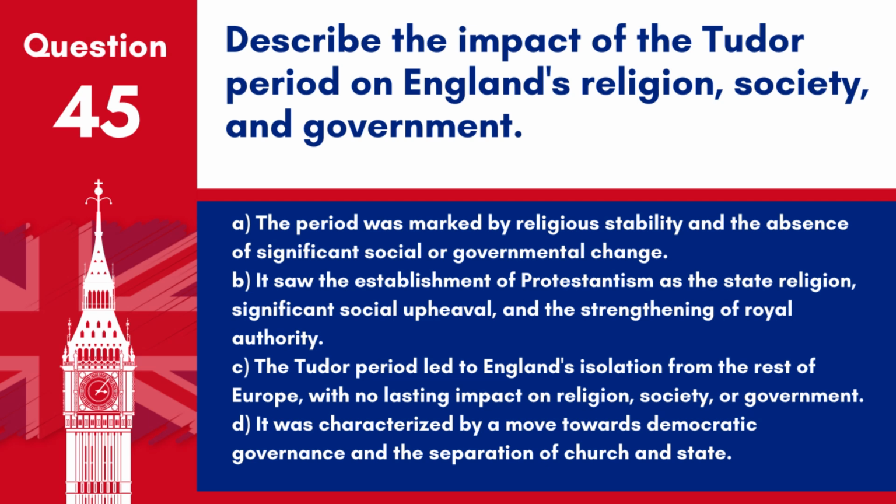Question 45. Describe the impact of the Tudor period on England's religion, society, and government. A. The period was marked by religious stability and the absence of significant social or governmental change. B. It saw the establishment of Protestantism as the state religion, significant social upheaval, and the strengthening of royal authority. C. The Tudor period led to England's isolation from the rest of Europe, with no lasting impact on religion, society, or government. D. It was characterized by a move towards democratic governance and the separation of church and state.